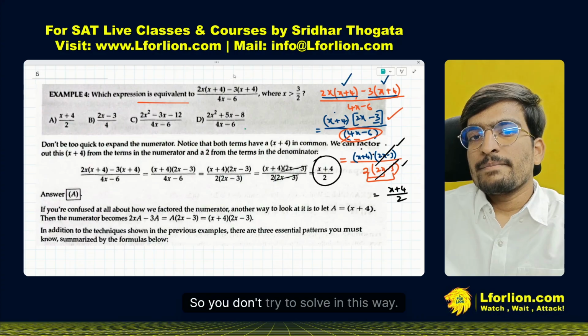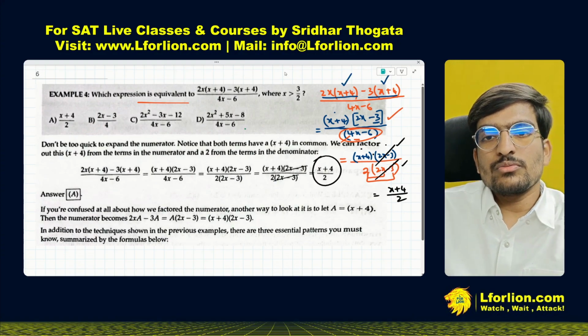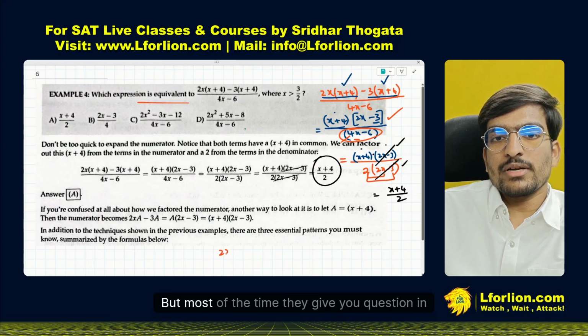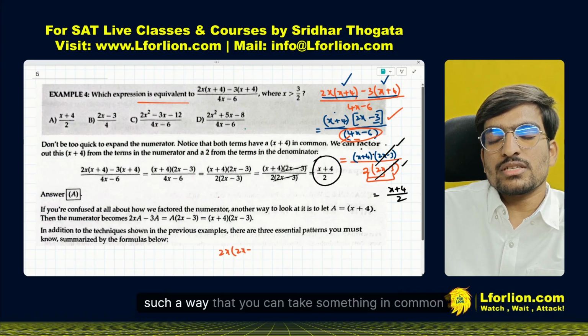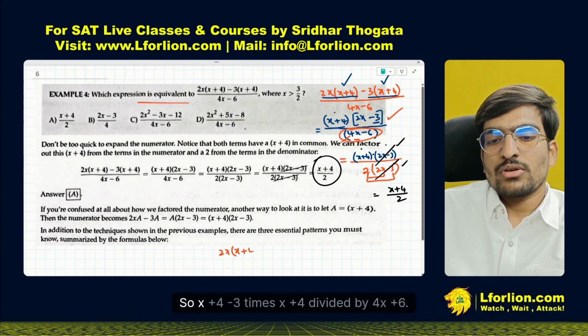So you don't try to solve in this way. Let me tell you what is the other way. In some cases that is the only way, but most of the time they give you the question in such a way that you can take something in common out of it. So x plus 4 minus 3 times x plus 4 divided by 4x minus 6.